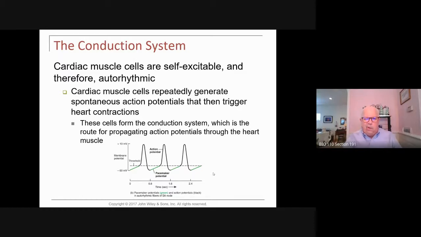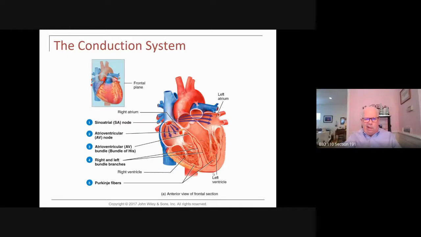Okay? Cardiac muscle cells repeatedly generate spontaneous action potentials that trigger contractions of the heart. Very important. Some of this is AP1. I'm not going to dwell on a lot of it, but I'm going to talk to you about rhythm next week.